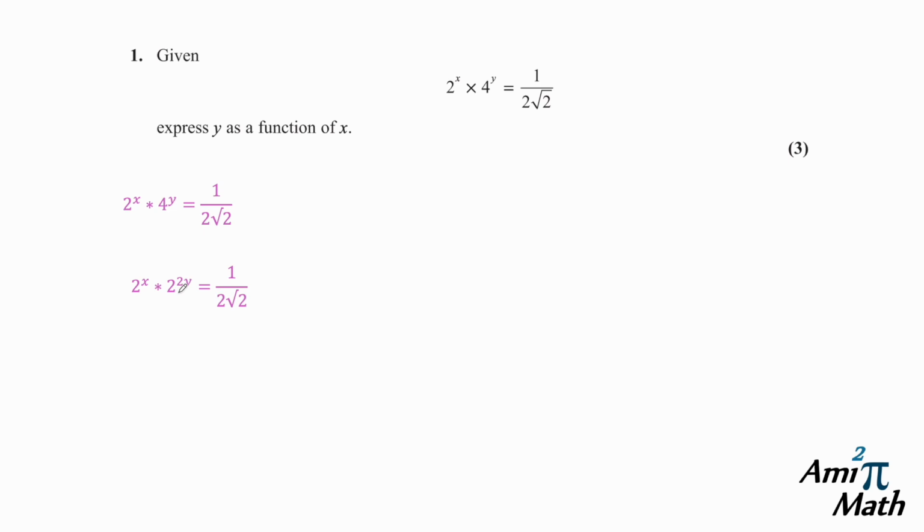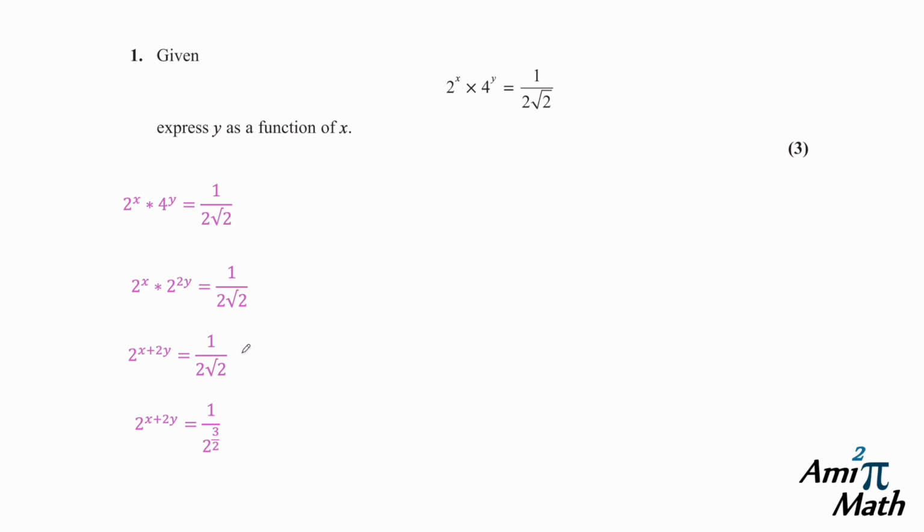So we can rewrite this as 2 to the power of 2y times 2 to the power of x equals 1 over 2 root 2. And then obviously we know that when we multiply two numbers with the same base, the indices add. So you do 2 to the power of x plus 2y equals 1 over 2 root 2. But obviously we can't solve this yet because this also isn't in base 2.